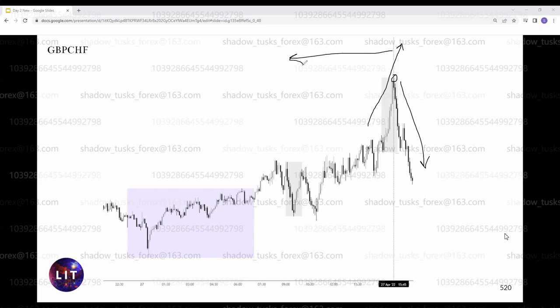Of course, I would recommend saving these, take screenshots, of course, on your own charts, so you have a good backlog of trades to look at.